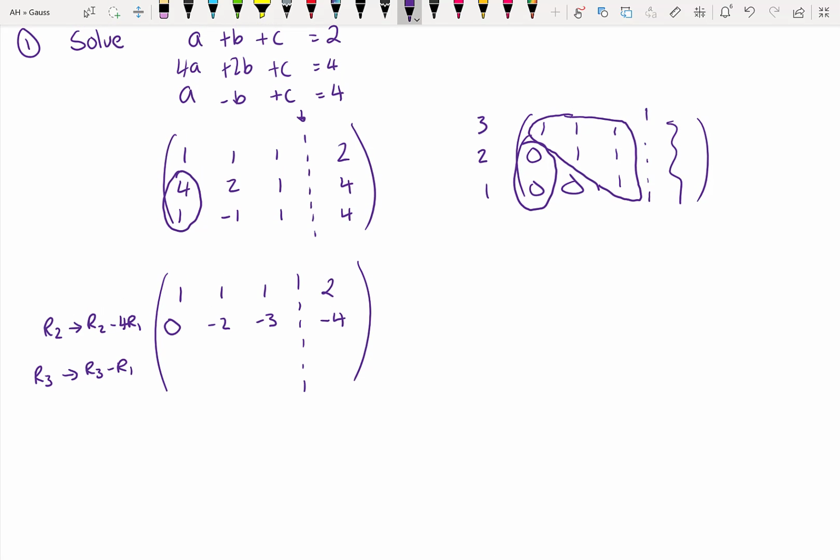So row 3 minus row 1, so I've got 1 minus 1 is 0, minus 1 is minus 2, 1 minus 1 is 0, and then I've got 4 minus 2, and that just gives me 2.